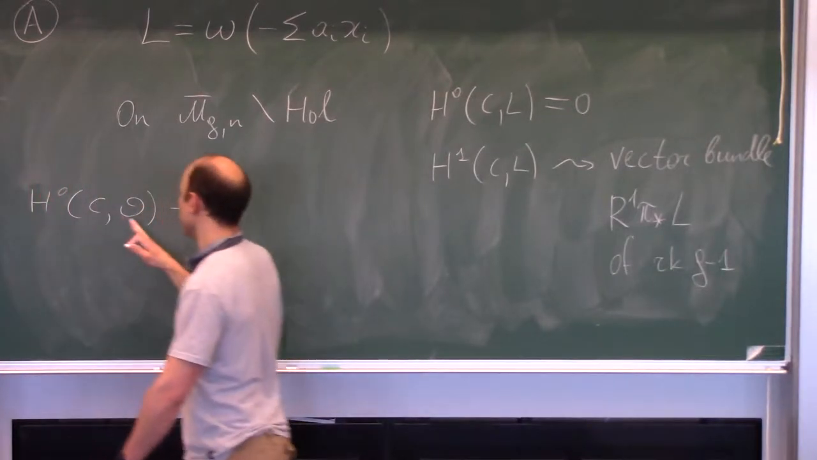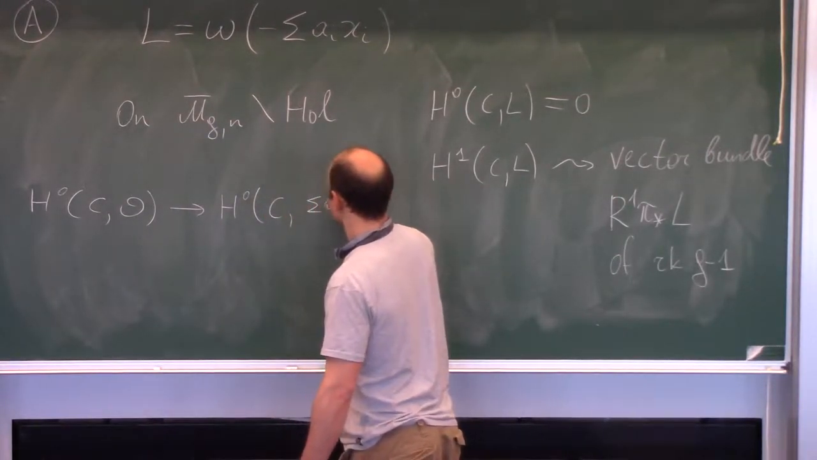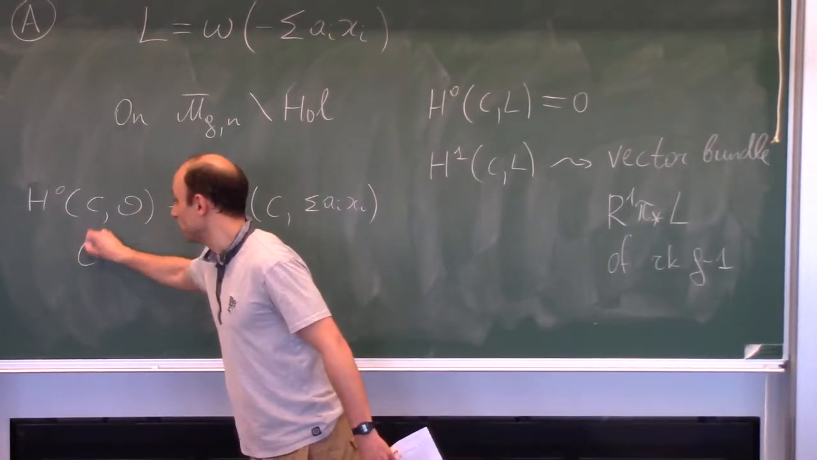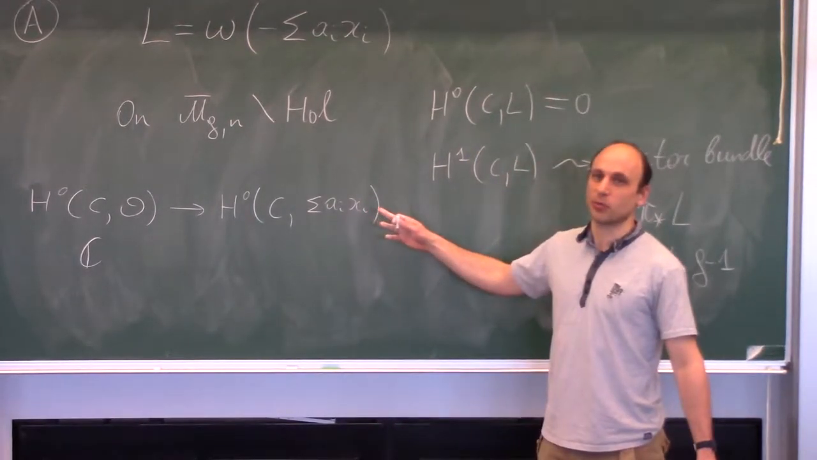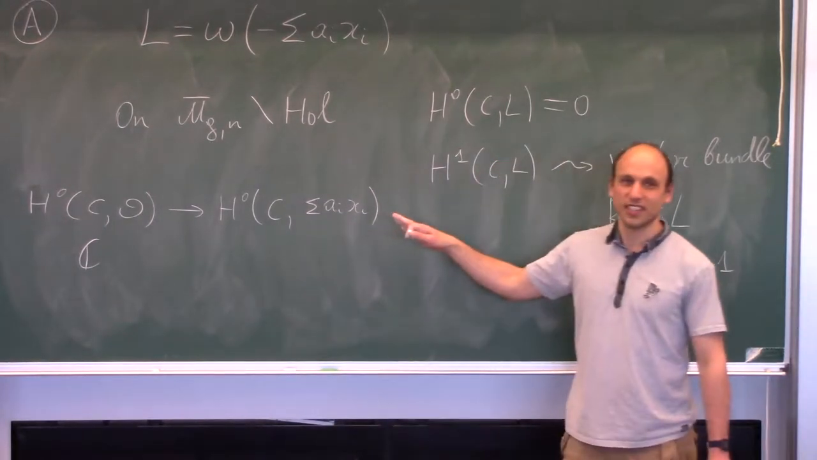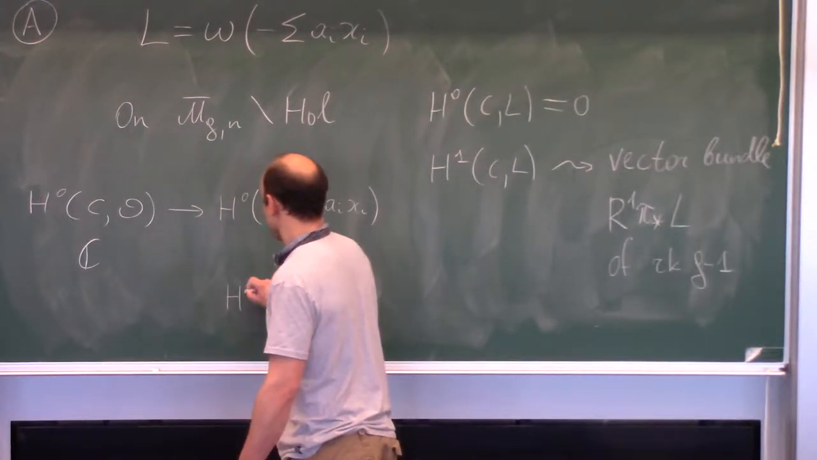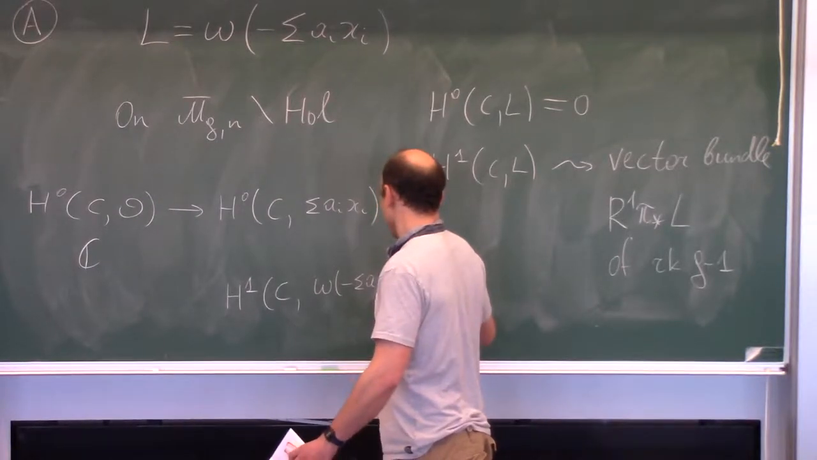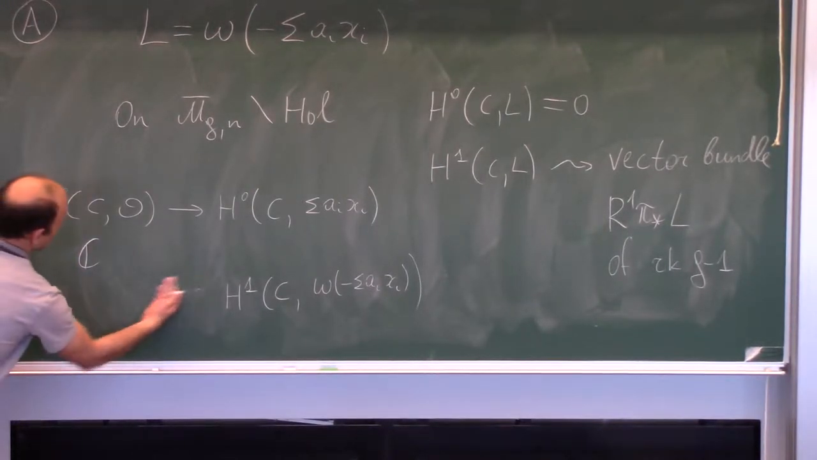There is this natural map from H0 of O_C to H0 of O_C of sum of a_i x_i. So this is just C, constants. This is the space of functions with poles allowed at the marked points, but in particular, the constant function is also inside here. So this is just including constants inside functions with poles allowed at the points x_i. So now if I take the duals of all of these spaces by Serre duality, I get H1 of C, omega minus sum of a_i x_i. And here I still get C. The dual of C is still C.